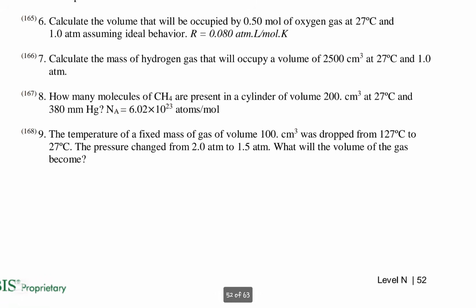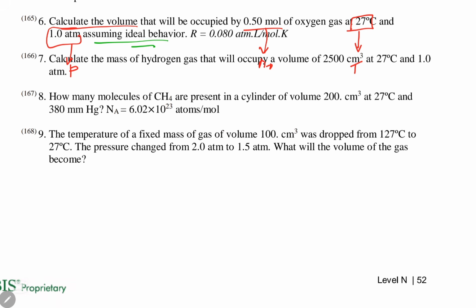What does it say? Okay, so now we'll move on to question number 6. It says, calculate the volume that will be occupied by 0.50 moles, so this is the number of moles 1, of oxygen at 27 degrees Celsius, so this is temperature, okay, and 1 atmosphere, this is the pressure. They want us to find the volume. If we have number of moles to be 0.50, the temperature to be 27, the pressure to be 1 atmosphere, assuming ideal behavior.